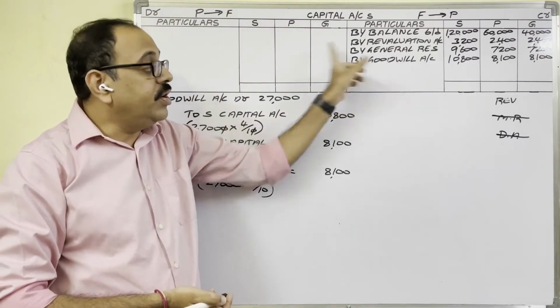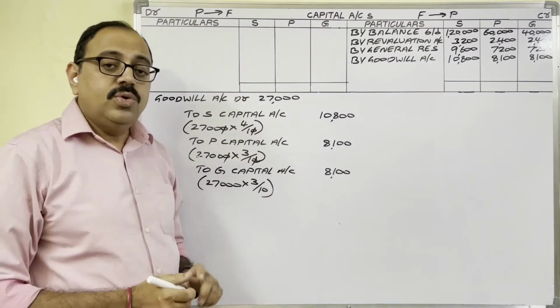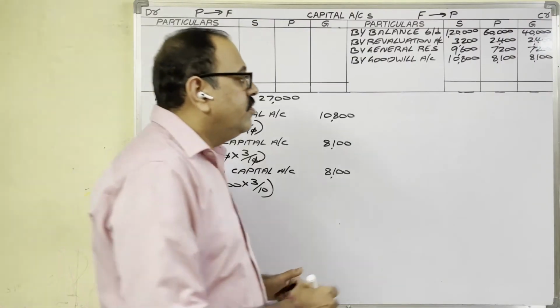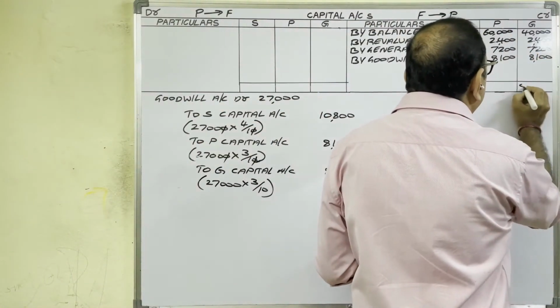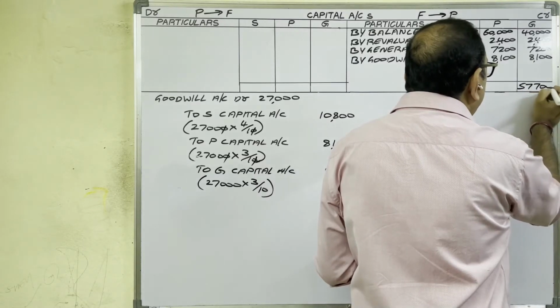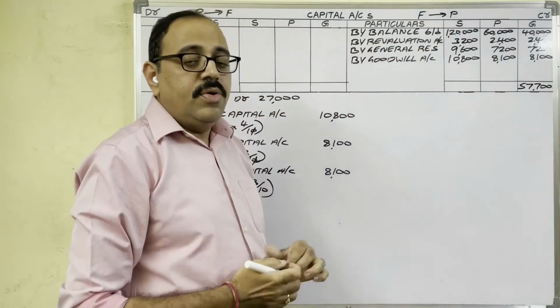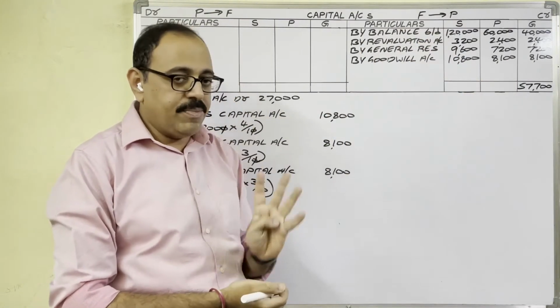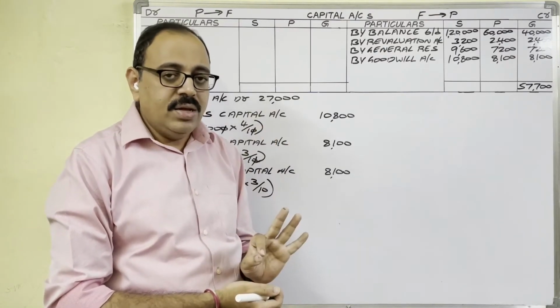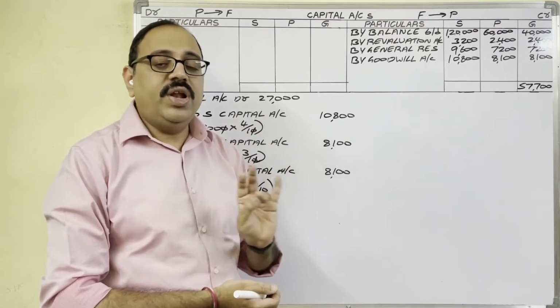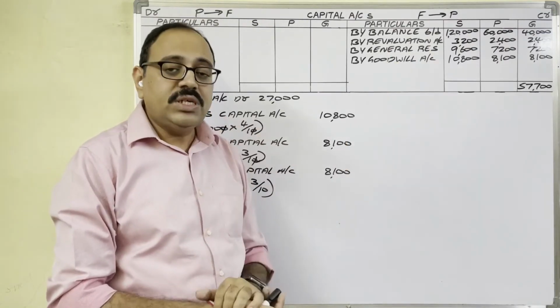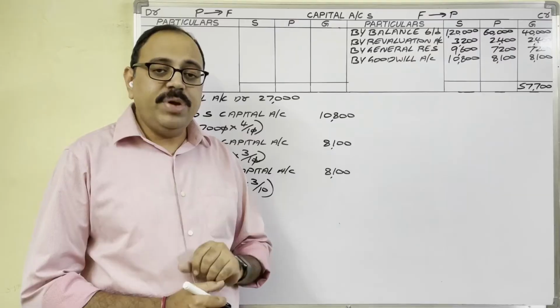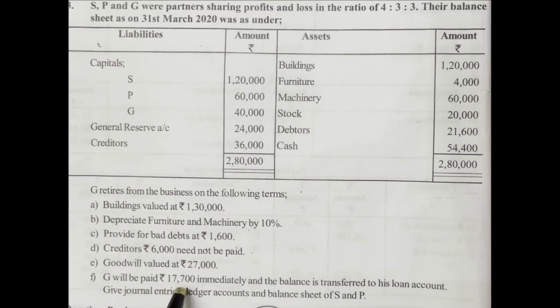Now finally, we have to find out the balances of these accounts. Who is retiring? G. Therefore, first find out the total of his column: 57,700. So the firm has to pay 57,700 to G. His capital, his revaluation profit, general reserve amount, goodwill amount. Total 57,700 the firm should pay. And once you see the F bit, G will be paid 17,700 immediately and the balance is transferred to his loan account.